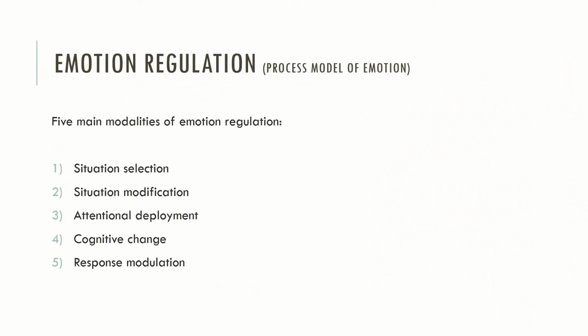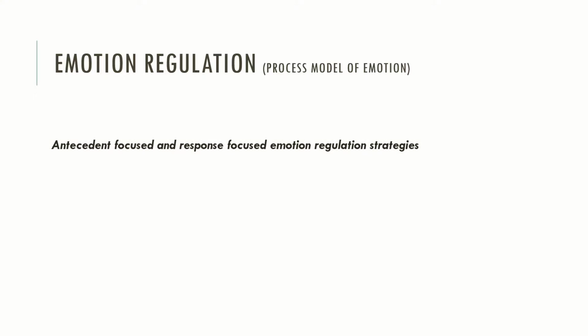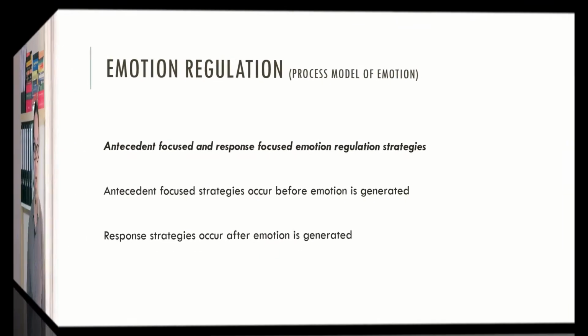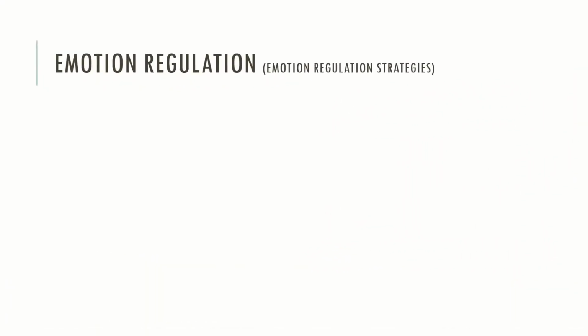Antecedent-focused strategies such as situation selection, situation modification, attentional deployment and cognitive change occur before an emotional response is fully generated. Response-focused strategies such as response modulation occur after an emotional response is fully generated. So, as you may see, we may have some emotion regulation strategies that we use before the emotion is triggered, or we may use another kind of strategies that are activated when the emotion is fully generated.